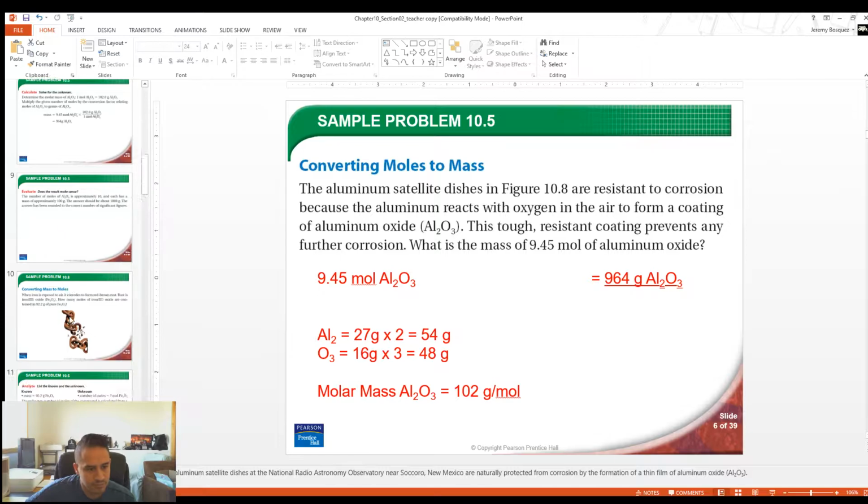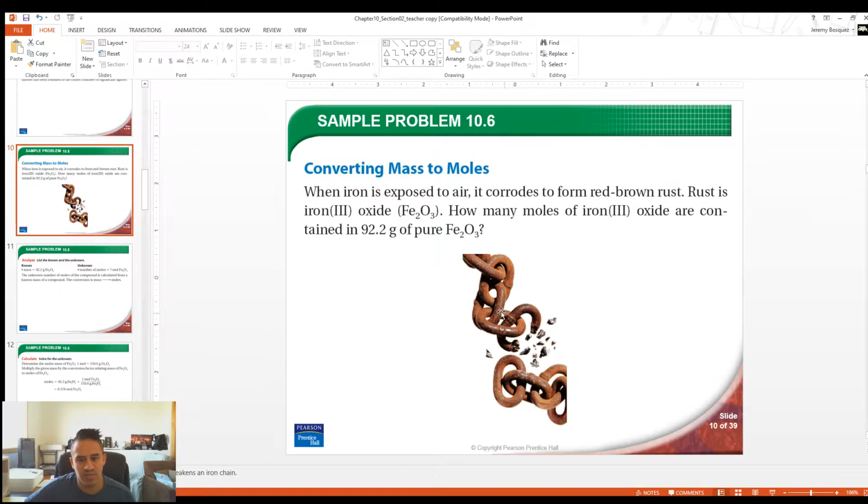All right, let's take a look at another example here. So it says when iron is exposed to air, it corrodes to form red-brown rust. Rust is iron 3 oxide, and they are giving us the chemical formula. How many moles of iron 3 oxide are contained in 92.2 grams of pure Fe2O3?